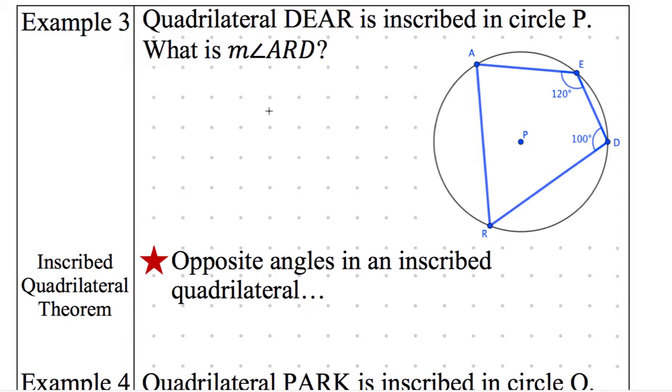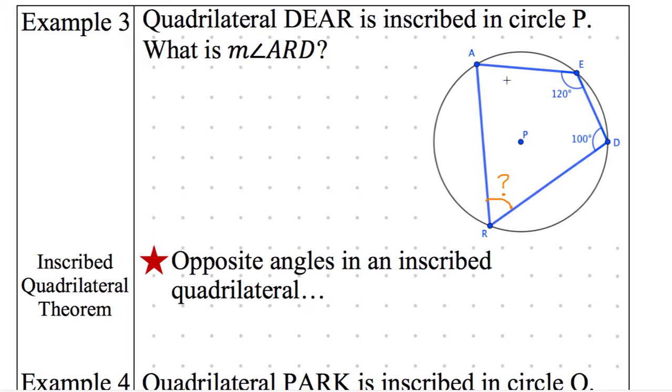All right, we have this quadrilateral, D-E-A-R, deer, inscribed in circle P. I need to find this measure of ARD. This measure down here, I'm going to do it in yellow again. ARD, what is this angle down here in the bottom? What is the measure of that angle R? How am I going to find that? I want to give you guys time to think, so I'm going to give you guys 30 seconds, and then we'll come back. All right, so we're back, and here is the trick.